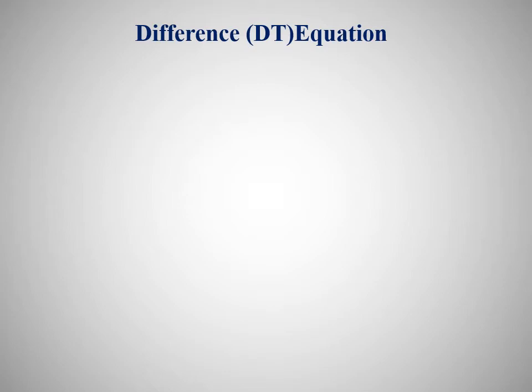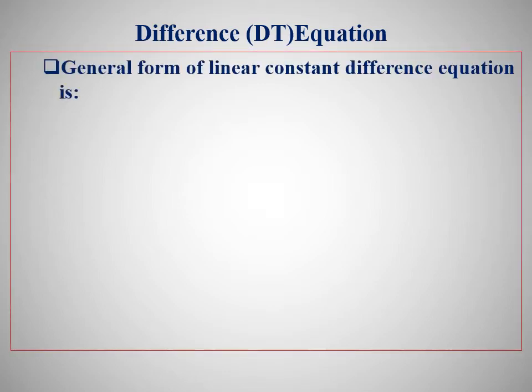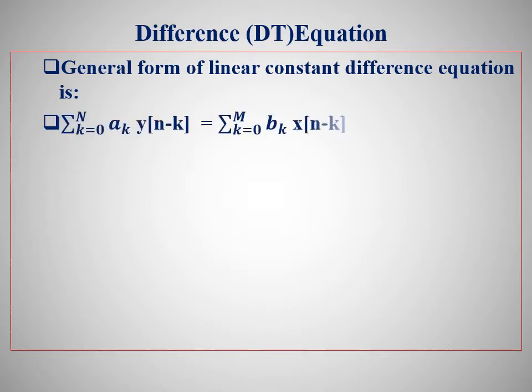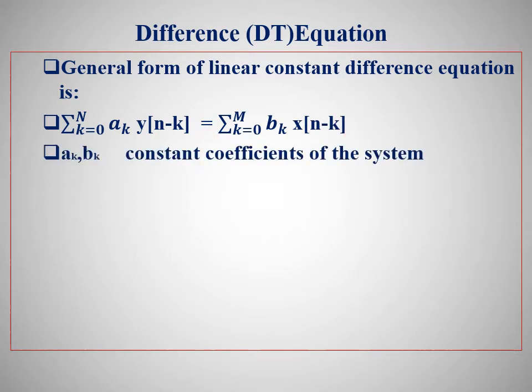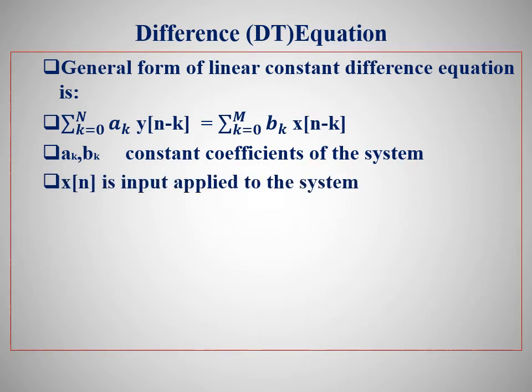Let us consider the difference equation. The general form of a linear constant coefficient difference equation is sigma k equal to 0 to N a_k y[n-k] equal to summation k equal to 0 to M b_k x[n-k], where, as in the previous case, a_k and b_k represent the constant coefficients of the system, and as usual x[n] is the input applied to the system and y[n] is the resulting output.